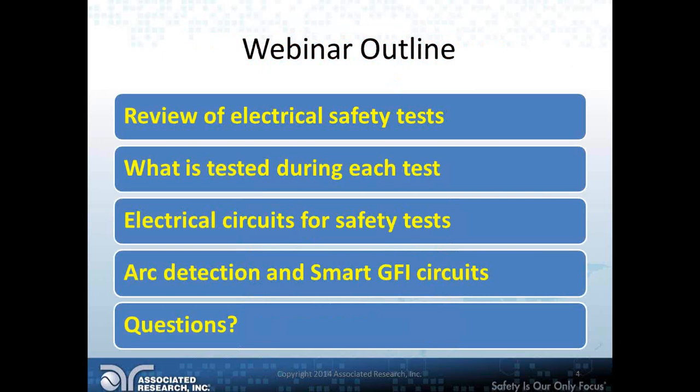Here's an outline of what we will be covering today. We will start with a review of the basic electrical safety tests and try to understand what is actually tested during each of those tests. We will then try to understand the circuit theory behind the electrical safety tests, and we will also touch upon some of the features of associated research electrical safety testers, such as arc detection and Smart GFI circuits. And then we'll leave time for questions, and of course there won't be any questions because this is a re-recording.